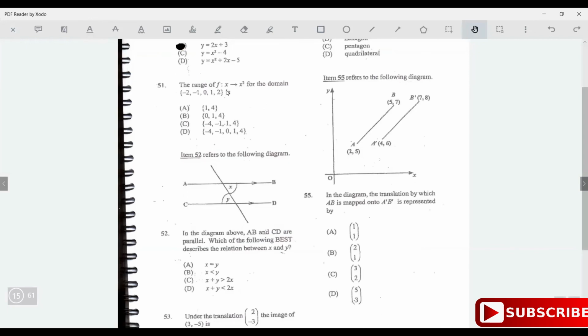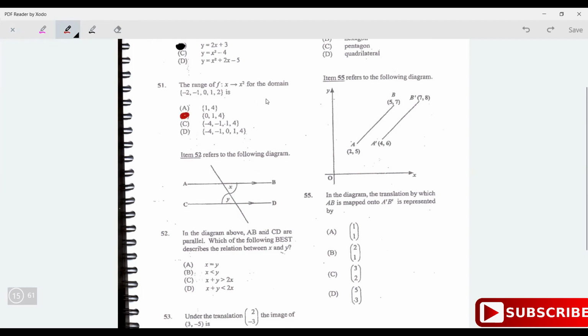Question 51. It says the range of f of x being x squared for the domain -2, -1, 0, 1, and 2 is? Now, -2 squared is 4, -1 squared is 1, 0 squared is 0, 1 squared is 1, 2 squared is 4. So this is the range.